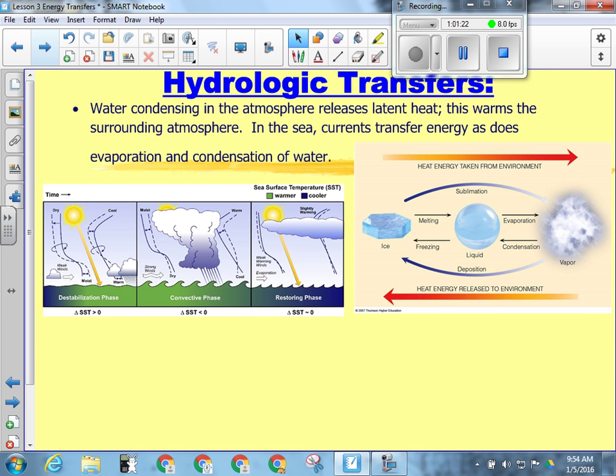Okay, within the ocean, there's going to be energy transfers that go on within the ocean. Again, most of that's going to be by convection because the ocean is a fluid. Okay, ocean currents are a big part of that.